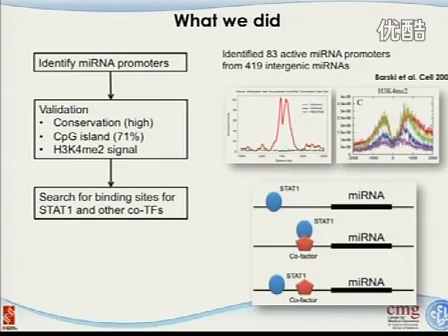And this comes to the application of what we talked about in the last lecture, the motif finding part. We identified these promoters, and then we want to search for the binding sites for STAT1 and other cofactors. So we want to look for the binding sites in the regions we identified, whether it's STAT1, and whether there are some collaborating factors in those regions.